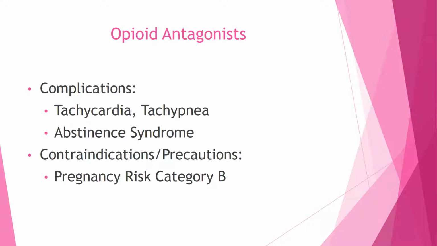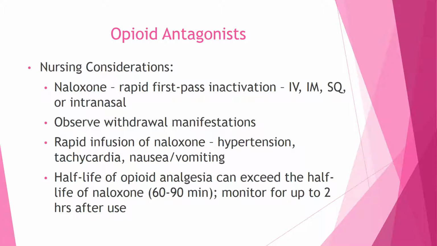Then it's contraindications and precautions, pregnancy risk category B. Nursing considerations, naloxone, it's a rapid first-pass inactivation. So IV, IM, sub-Q, or intranasal, it's going to pass the liver, like we had talked, the first-pass effect. Observe for withdrawal manifestations. With a rapid infusion of naloxone, you've got to watch for hypertension, tachycardia, nausea, and vomiting. The half-life of the opioid analgesia can exceed the half-life of naloxone, so 60 to 90 minutes. So you need to monitor them up to 2 hours after the use.